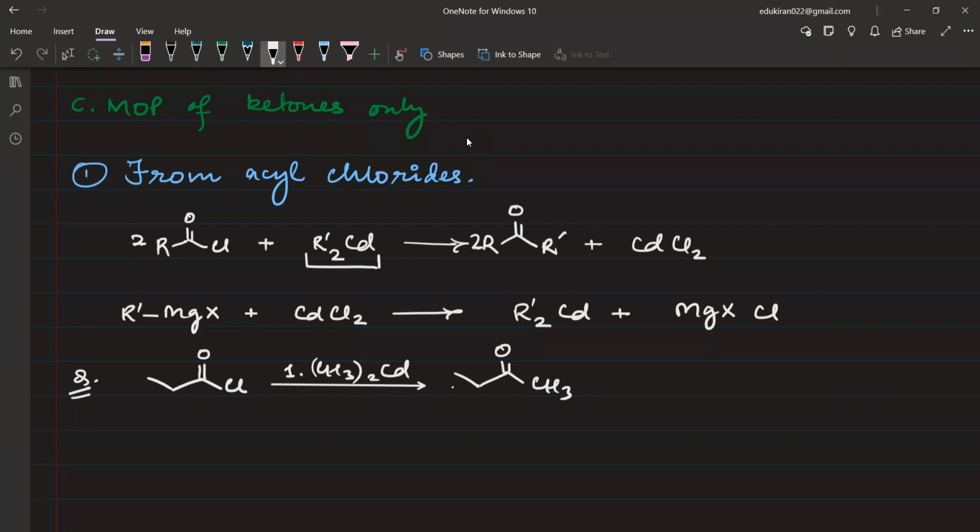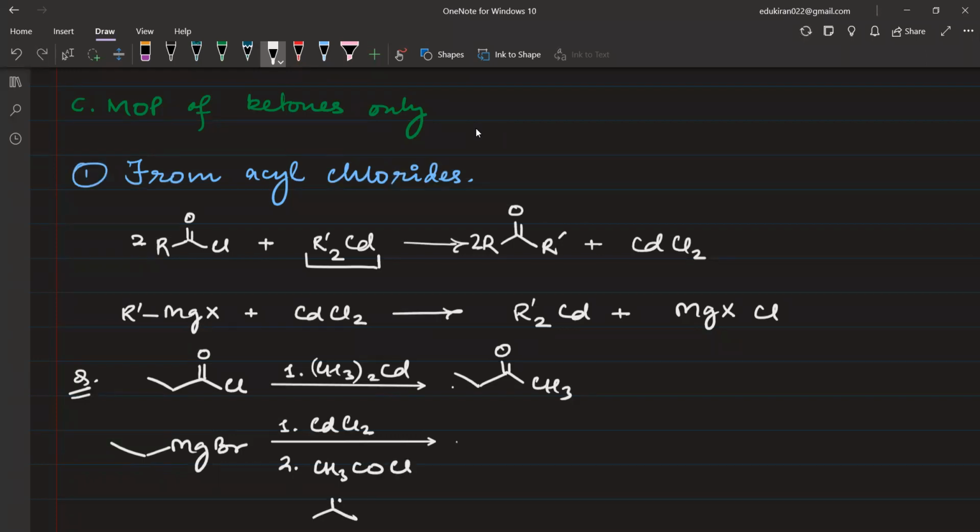But if you have been given something like this, let us suppose you have 2 carbon atoms, and then there is Mg, and you have Br. First step, they are giving you CdCl2. Second step, they are giving you CH3COCl. CH3COCl has a structure of CH3 bonded to carbonyl carbon with a double bond oxygen and a chlorine atom.